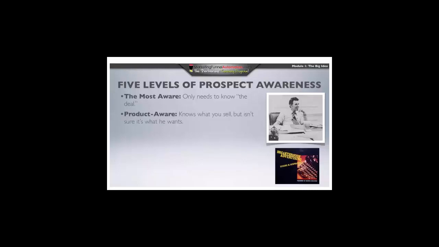Then we have product aware. And these are individuals that know what you sell, but they aren't necessarily sure it's what they want, right? They know what it is that you sell, but they're not sure if it's exactly what they're looking for, if it is exactly going to meet their wants, if it's going to give them what they need and what they want and desire.